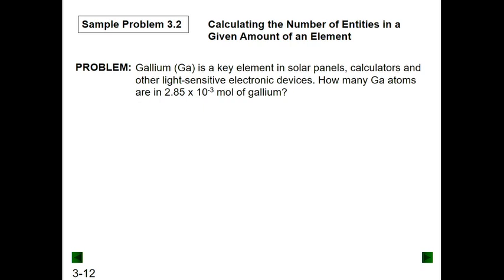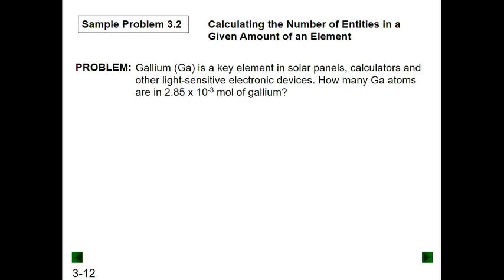Now let's go for the following problem, gallium. It's a key element for solar panels and whatever. How many gallium atoms are in this quantity of moles of gallium? In this case, we have the concept of moles and atoms, so we need to apply the Avogadro's number.